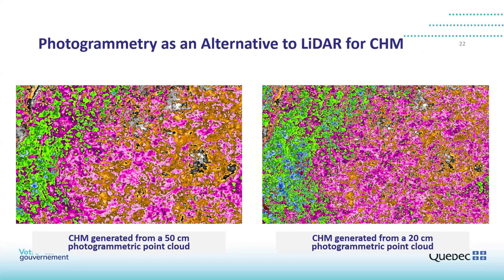Here we can compare two photogrammetric canopy height models generated at different resolutions. The 20 centimeter product shows finer spatial detail and sharper transitions between height classes. Small gaps and microstructures in the canopy are more visible at 20 centimeters than at 50 centimeters.